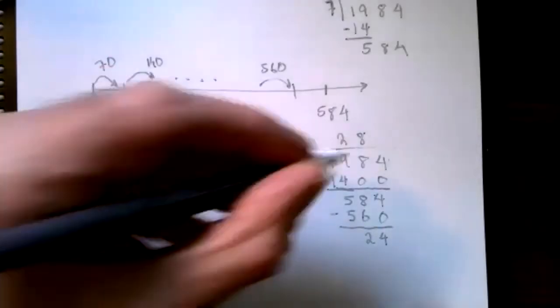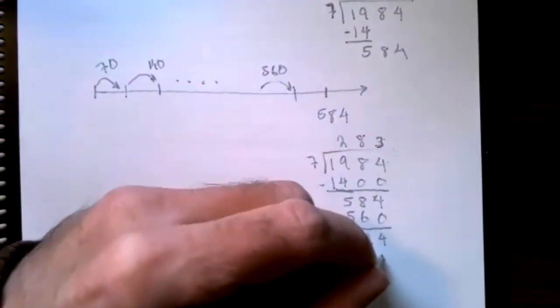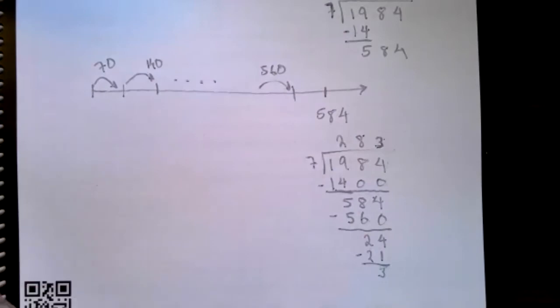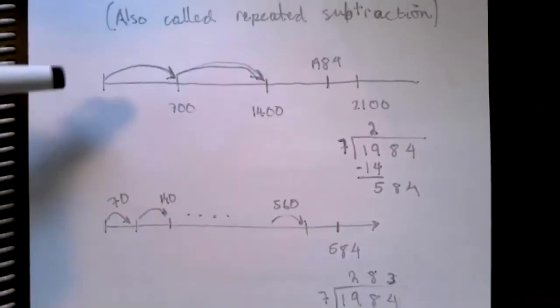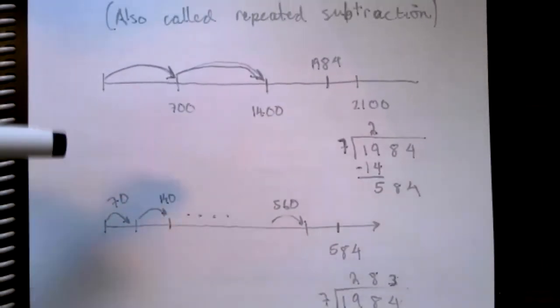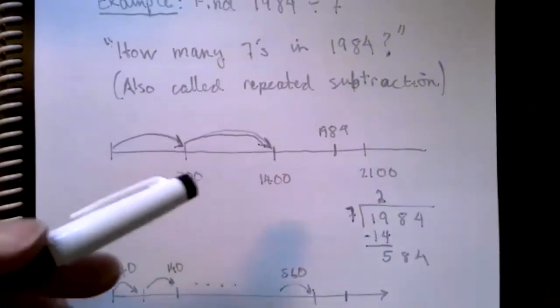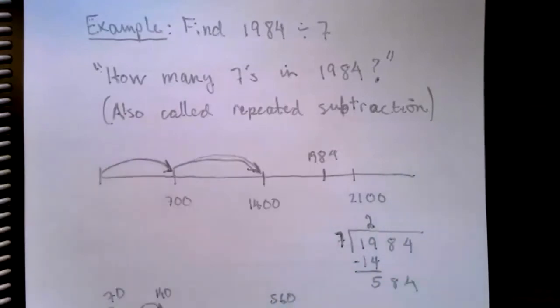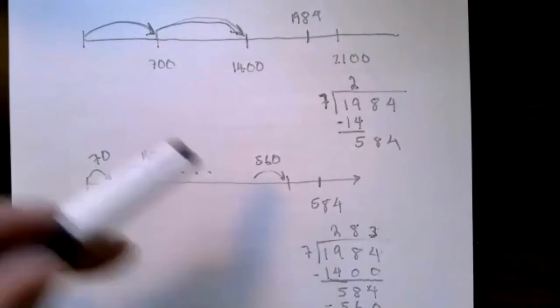Three. Right, 3 sevens, because that gets us to 21. And I would have 3 left over. Okay? So the interpretation of measurement division is you imagine that you're making these jumps. And at each stage you're making smaller jumps because you're refining your approximation.